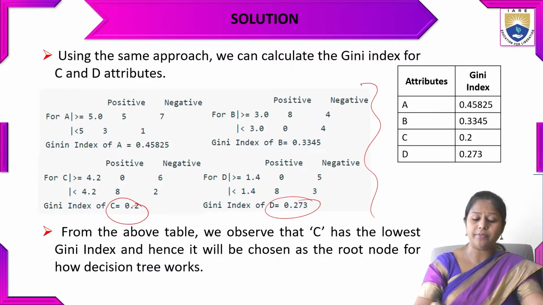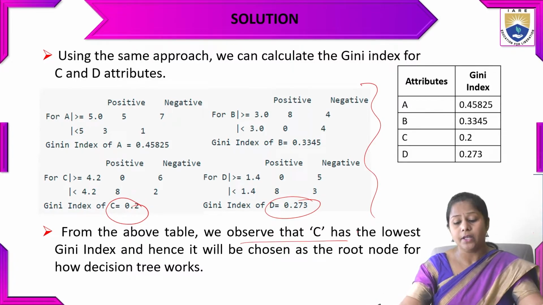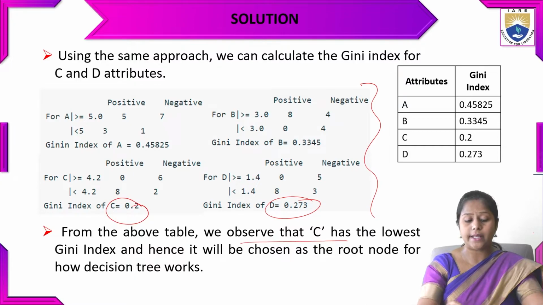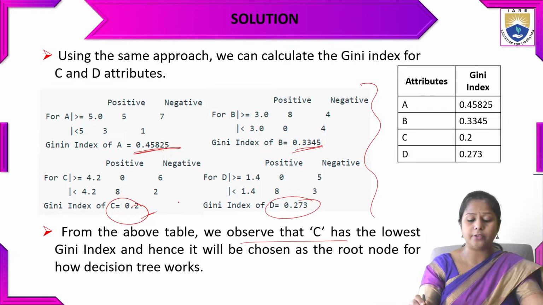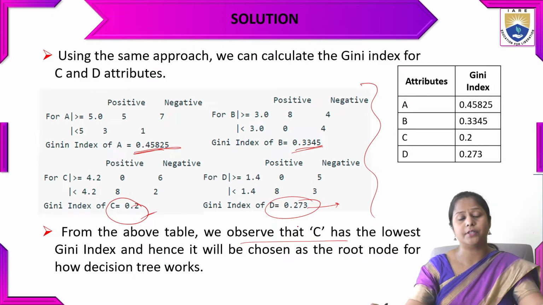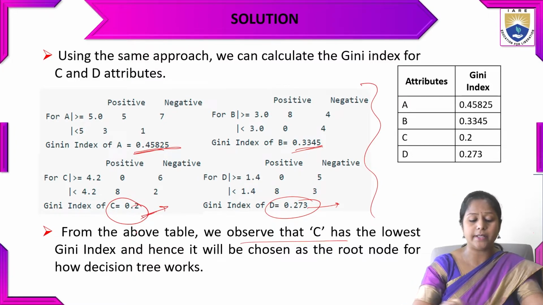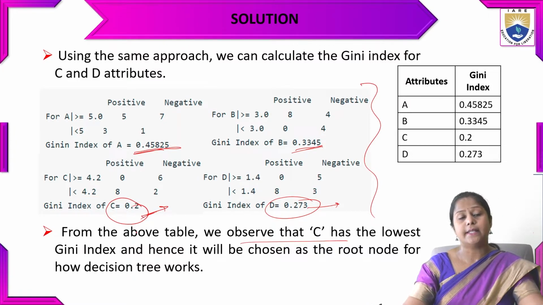For the above table we observe that C has the lowest Gini index. For A it is 0.4582, that is 0.46, for B 0.3345, for C 0.2, and for D 0.273. So the minimum Gini index is for C, that is 0.2. This is the lowest Gini index, and hence it will be chosen as the root node for the decision tree, while we are going to depict a decision tree for that.